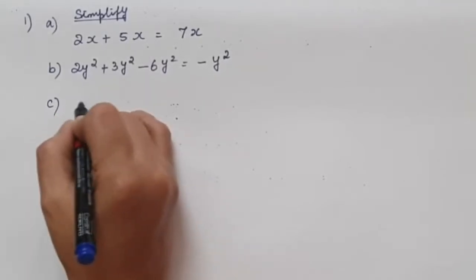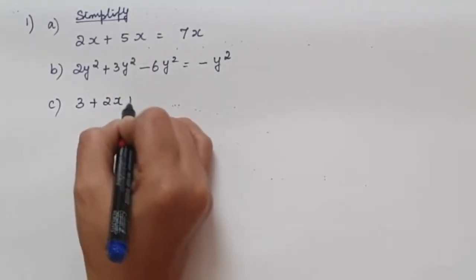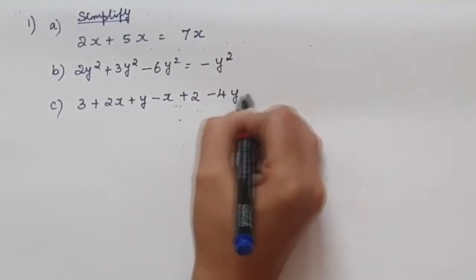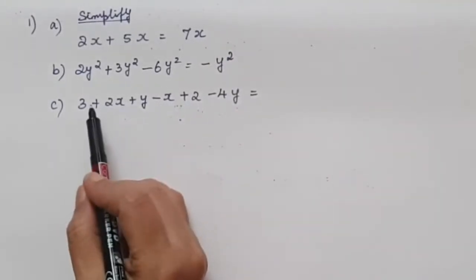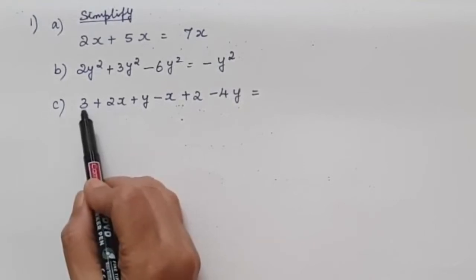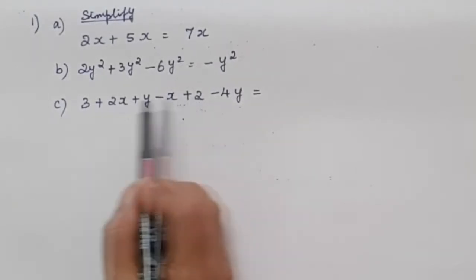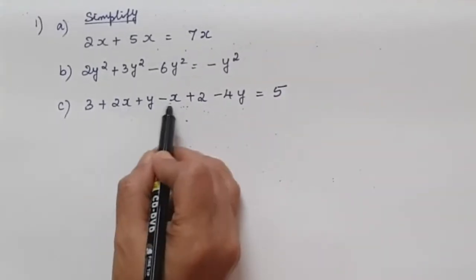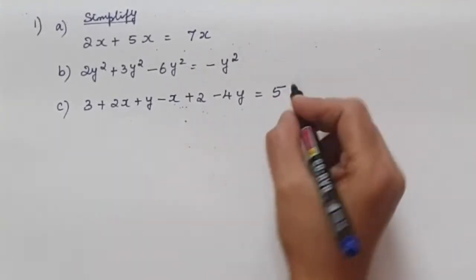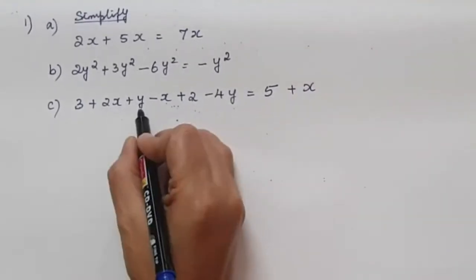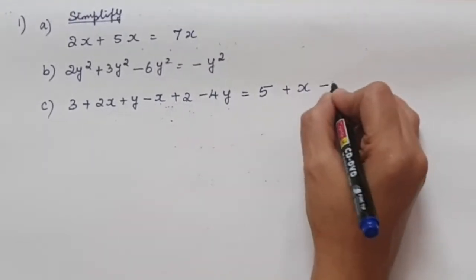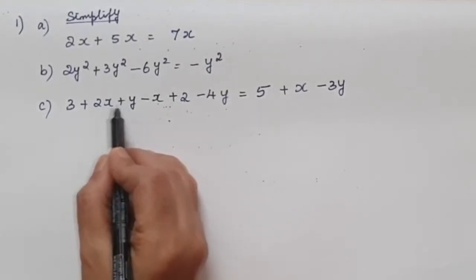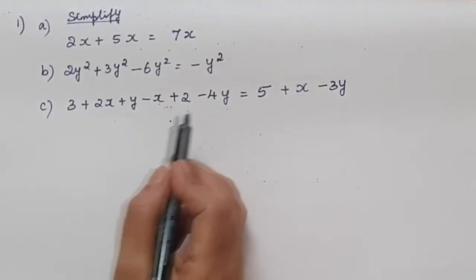Then the C is 3 plus 2x plus y minus x plus 2 minus 4y. Now we have to add up the like terms. These are the numbers, 3 and 2 are numbers. Add them, 3 plus 2 is 5. This is 2x and here is a minus x. 2x minus x is plus x. Then y minus 4y, so it will be minus 3y. We cannot add an x and a y term. You have to add only x's, add only the y's.